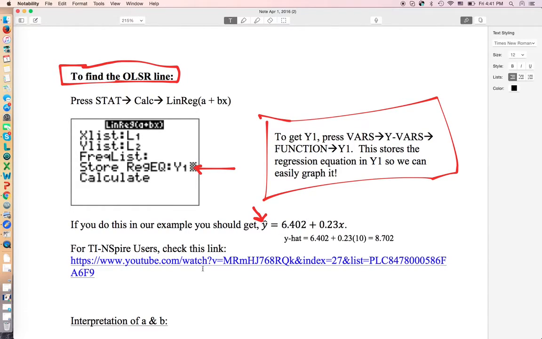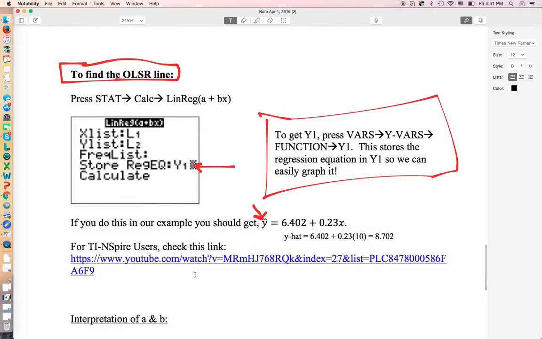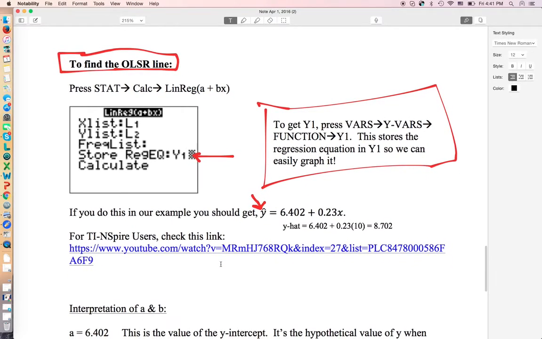If you have a TI Nspire, here's an 8-minute video that will tell you how to do this. Only the first few minutes, the last few minutes are stuff from the next section. So just go until you learn how to do the regression equation.